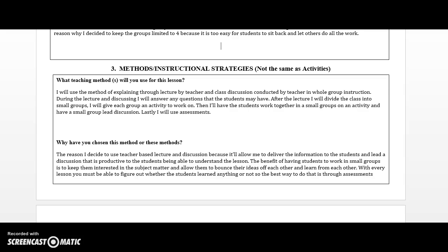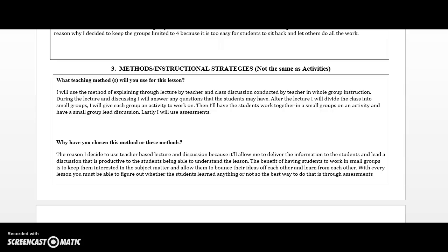Step number 3, methods, instructional strategies. What teaching methods will I use for this lesson? I will use the method of explaining through lecture by a teacher and class discussion conducted by the teacher in whole group instruction. During the lecture and discussion, I will answer any questions that the students may have. After the lecture, I will divide the class into the small groups, as mentioned earlier, and I will give each group an activity to work on.